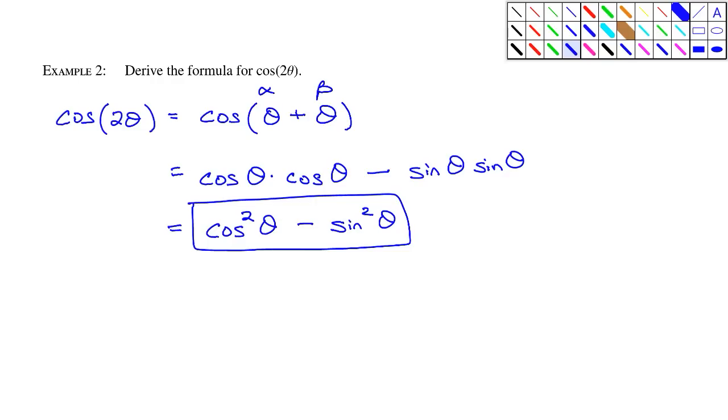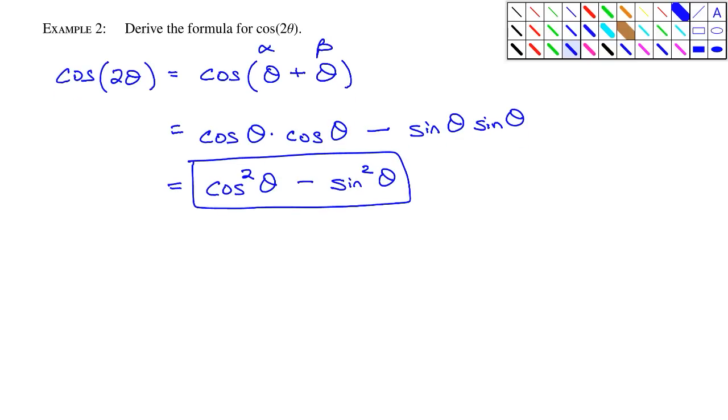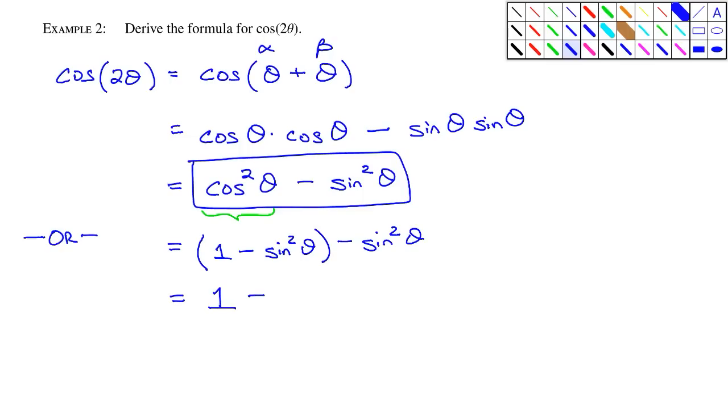Turns out we can use this and the Pythagorean identities to produce 2 more. So let's go ahead and produce another version of this. In this case, what I want to do is sub out the cosine squared of theta. Cosine squared of theta is equal to 1 minus sine squared theta using the Pythagorean identity. Now we have 1 minus sine squared theta minus sine squared theta. I can combine the sine squared thetas and get 1 minus 2 sine squared theta. That's another one.